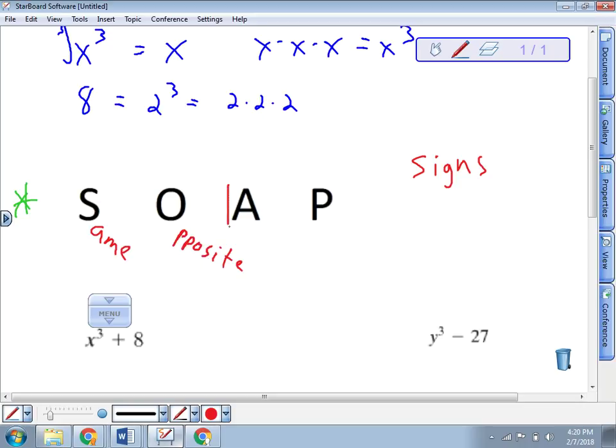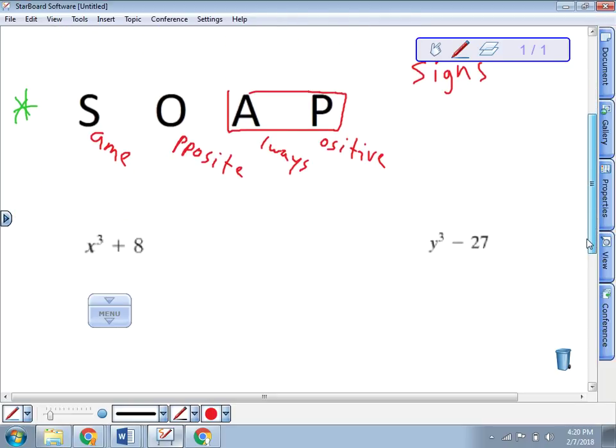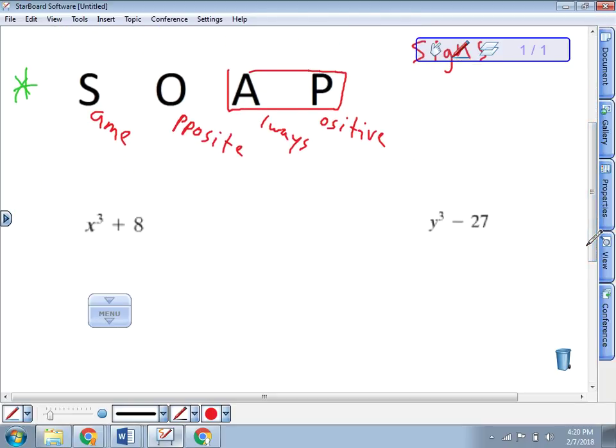And then the A and P kind of go together. It means always positive. So that last sign is always positive. You'll see what I mean in a second here. Let's get right to an example. So here we go. X to the third plus 8.